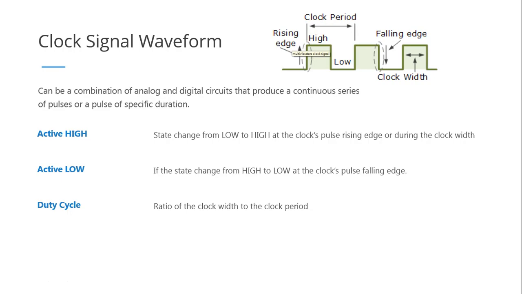Now, if for some instance the output of the signal never goes down into a low state or it is in a constant high state, then that means the duty cycle is 100%. Now the opposite is also true. If the output of the waveform is always in the low state, never going into high state, then that means the duty cycle is 0%.